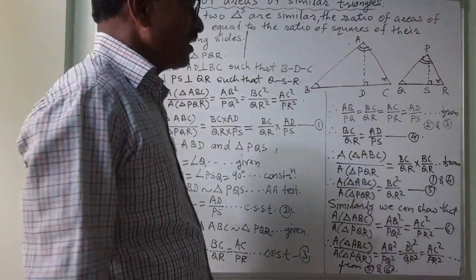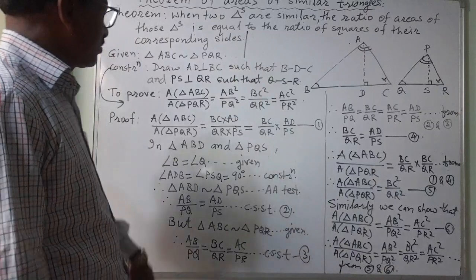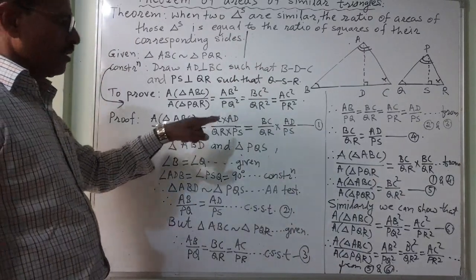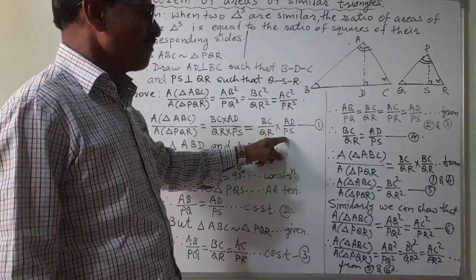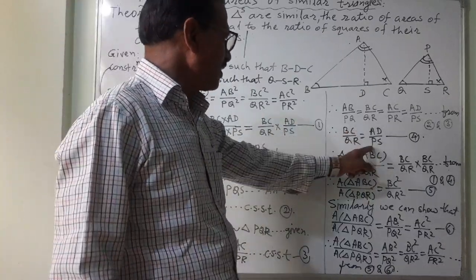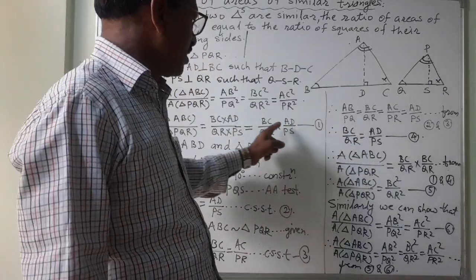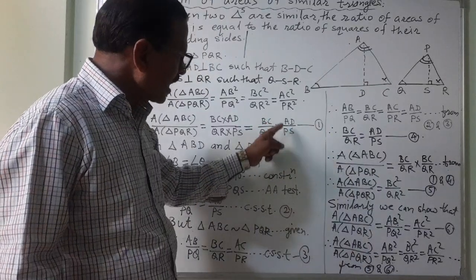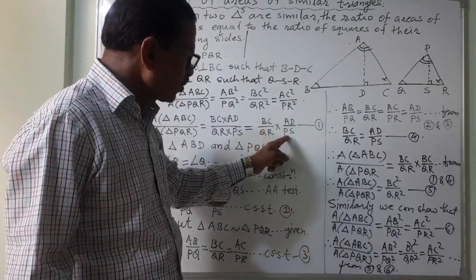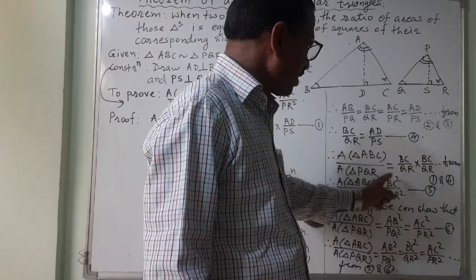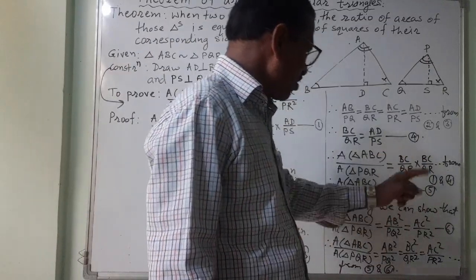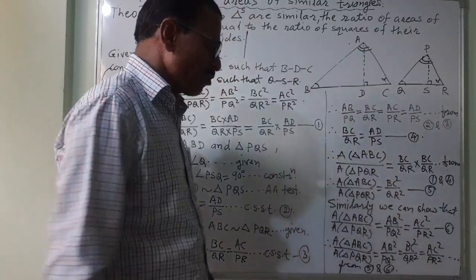Now I want to find the area of the triangle. Come back to this statement. In this statement, BC upon QR into AD upon PS. But AD upon PS is what? BC upon QR. So instead of AD upon PS, I will write BC upon QR. And BC into BC will become BC square, QR into QR will become QR square. So that one part is over.